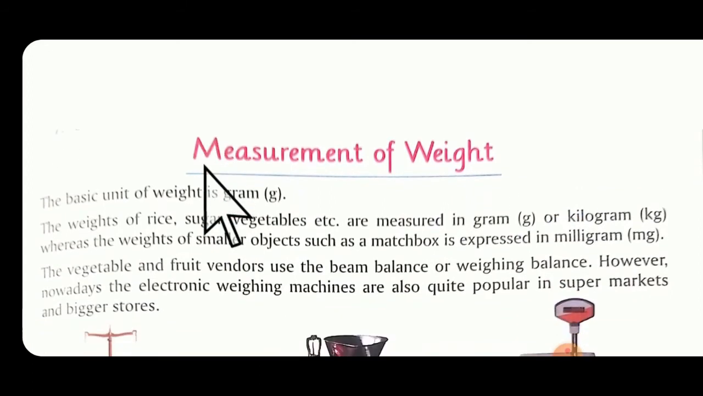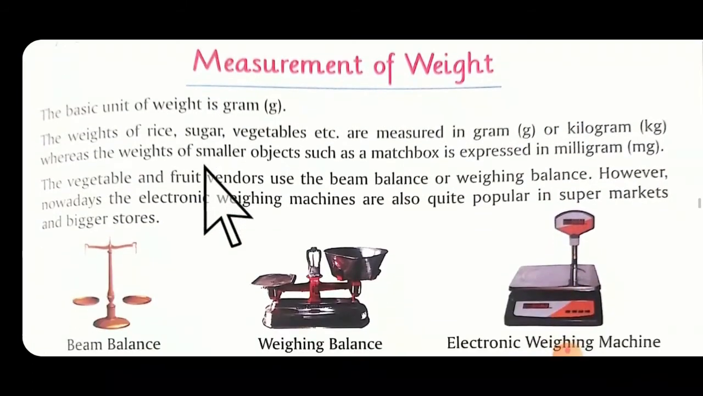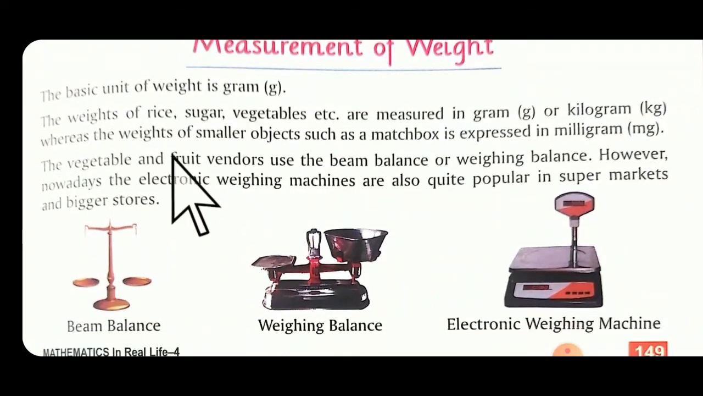Next is measuring of weight. In this we have the basic unit as gram. Always G will be included in writing the measuring units. If it is bigger, kg, then gram and then milligram.